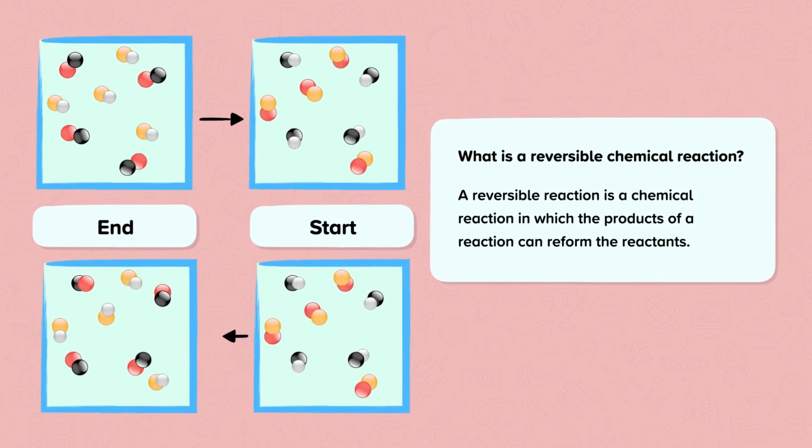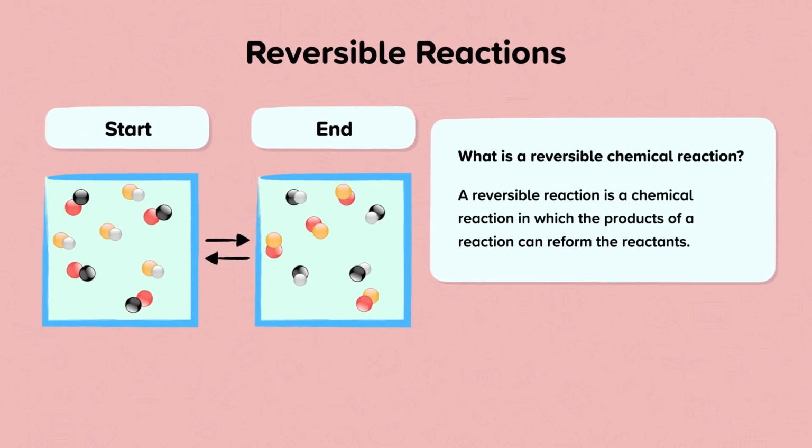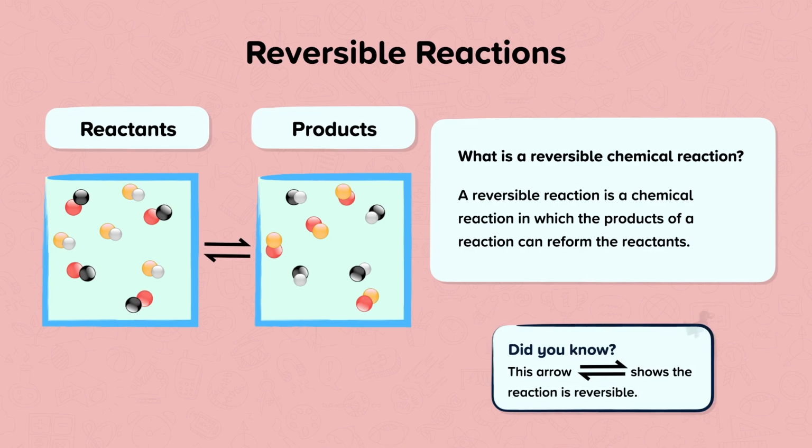For a reversible reaction, the reactants are the substances at the start of the reaction, written on the left of the arrow in the equation, and the products are the substances present at the end of the reaction, written to the right of the arrow. To show the reaction is reversible, the single arrow is replaced by a special reversible reaction arrow. This arrow shows the reaction is reversible.